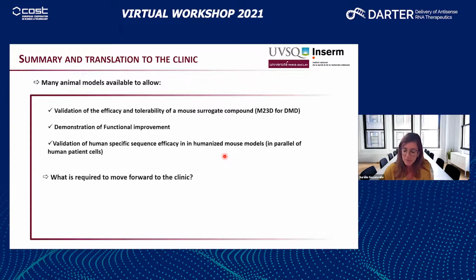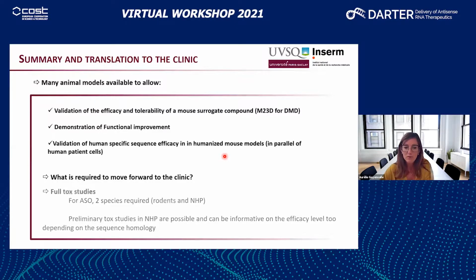But really, you can wonder what is really required to move to the clinic. So is it really required to test your molecule in the dog model or in the pig model? From a regulatory point of view, you will need full regulatory tox studies, and generally for oligonucleotides, 2 species are required, 1 species of rodent and generally non-human primates. There's no model of Duchenne for non-human primates, so you would have to go through the tox studies.